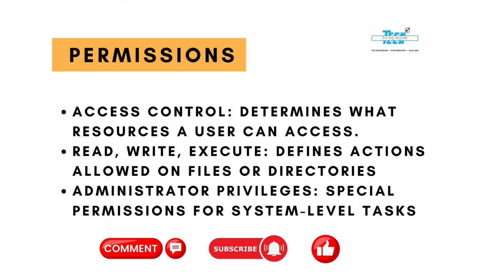Then we have read, write, execute. It defines actions allowed on files or directories. So a directory is where all your files are stored, and there's some files you can see and you can decide to delete the file, you can edit the file. So that's basically what it's about. And then we have administrator privileges. So administrator privileges are special permissions for the system level task.